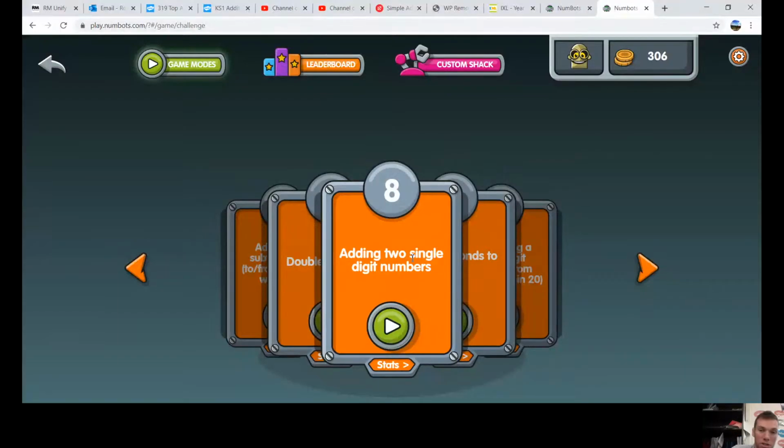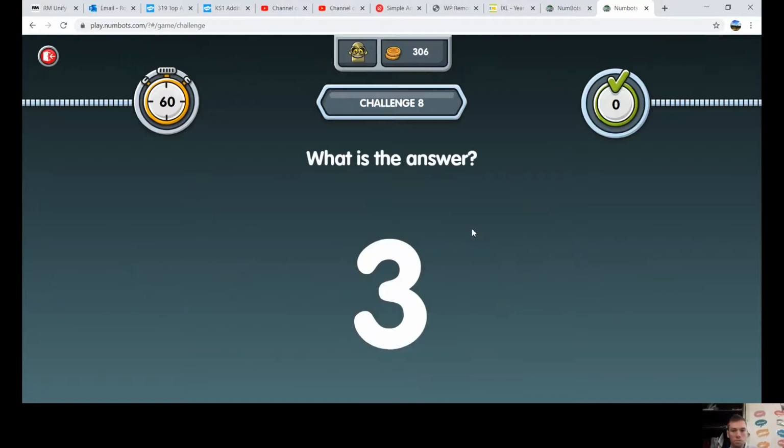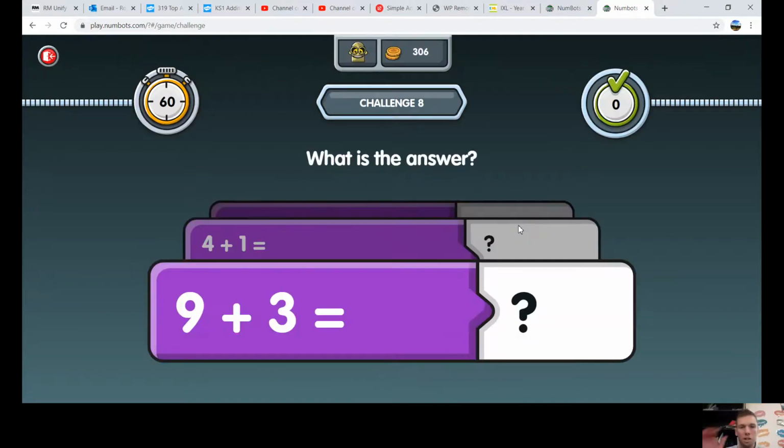Now, the first thing for us to do today is a Numbots challenge. So after this video, I'd love you to log on to your Numbots account and have a go at this challenge. It is a challenge. Let me just open it up. It is the challenge of adding two single-digit numbers. It's challenge number 8. I know you may have done this before, but I'd like you to do it again because that is what today's fluency is about. So here we go. You can shout your answers at me through the screen.